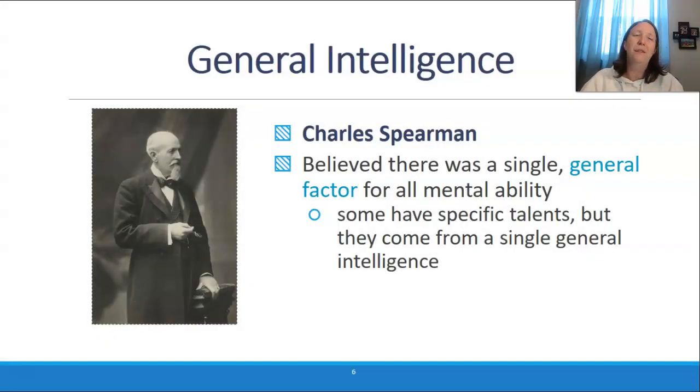One of the first people to come up with a theory on intelligence was Charles Spearman, and he came up with this idea of general intelligence. He believed that there was a single general factor for all mental ability called the G factor. It's the idea that while people might have specific talents, they can all be boiled down into one measurable number, one factor. So everyone has a single level of intelligence, and it's up to psychologists and some of the tests to figure out what that is.